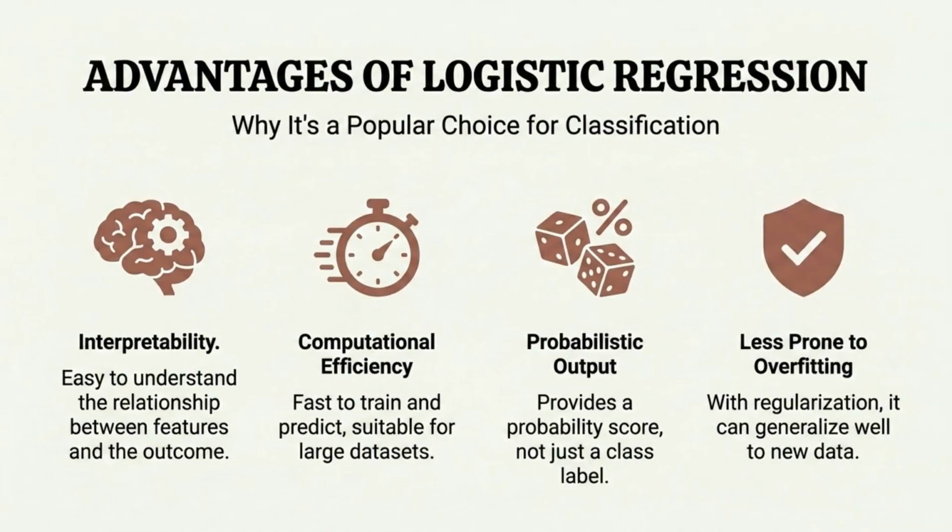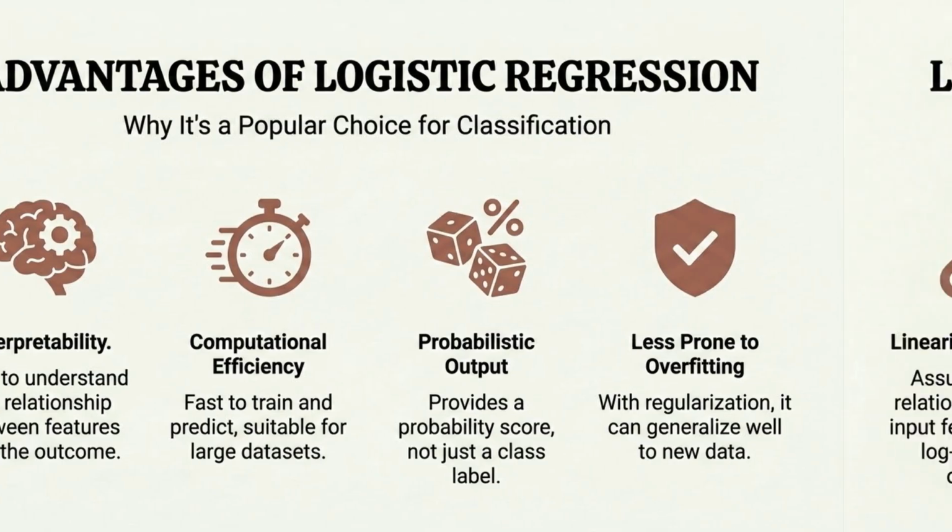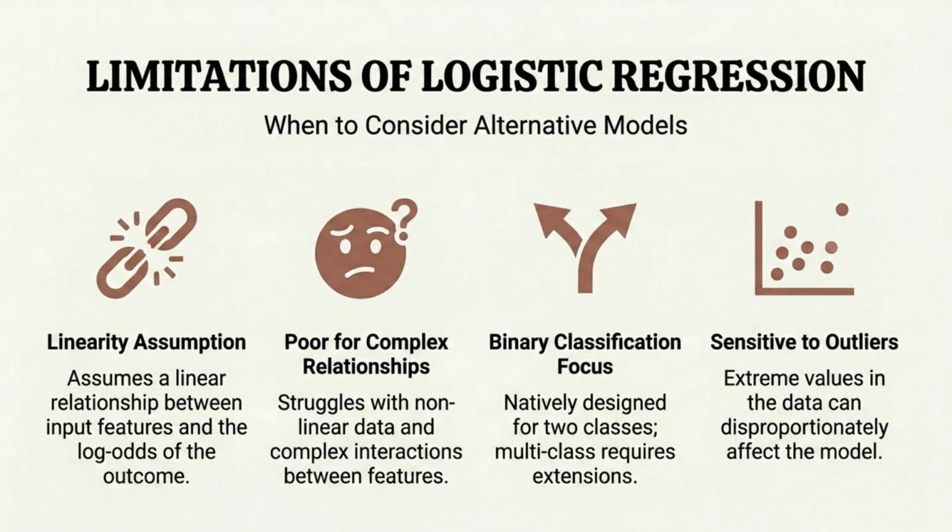Advantages of logistic regression include its interpretability, computational efficiency, and probabilistic output. It is also less prone to overfitting with regularization. However, it has limitations, such as the linearity assumption and poor performance with complex nonlinear data. It is primarily focused on binary classification and is sensitive to outliers.